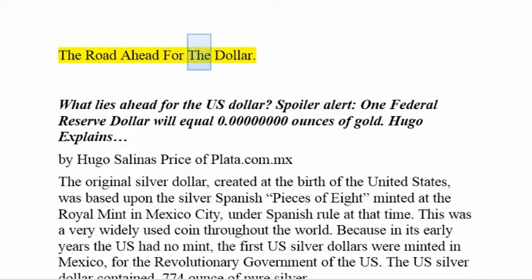The road ahead for the dollar. What lies ahead for the US dollar? Spoiler alert, one Federal Reserve dollar will equal 0.00000000 ounces of gold. Hugo explains. By Hugo Salinas, price of plata.com.mx.